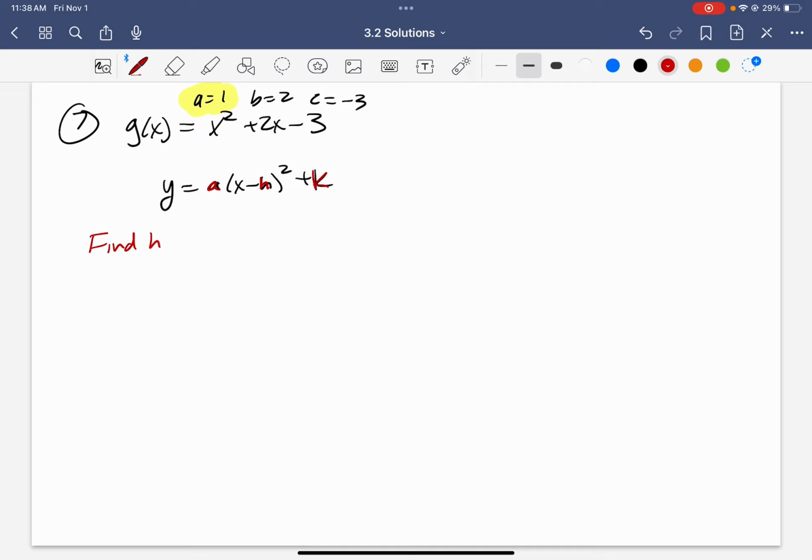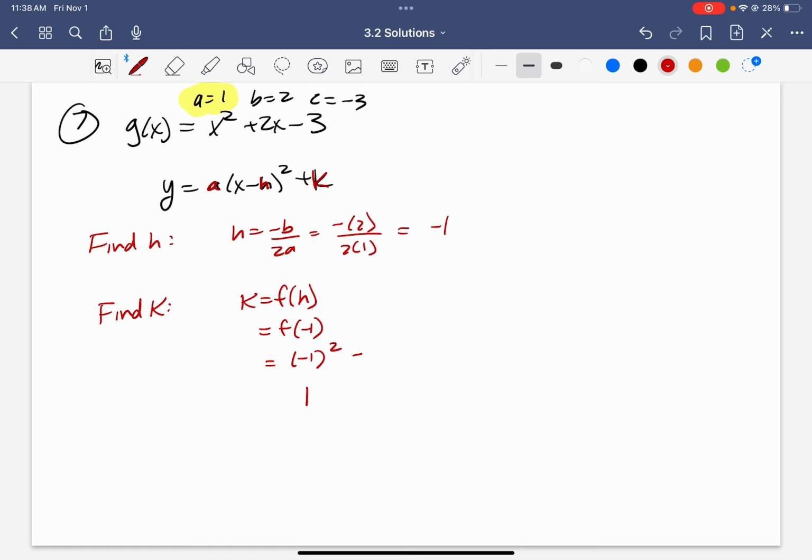So I let the reader know I'm going to find h. So that's negative b over 2a. So it's negative 2 over 2 times 1. So it should be negative 1. And then I find k, but k is just f of h. So it's f of negative 1. So that means we put negative 1 and square it, which is positive 1. Plus 2 times negative 1 is negative 2. Minus 3, so it's minus 5, and 1 is minus 4.